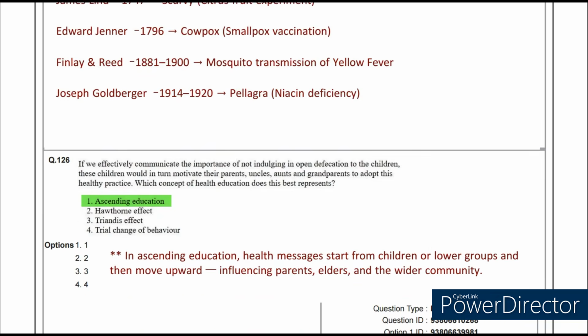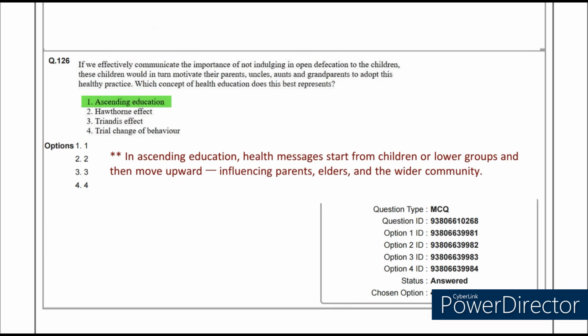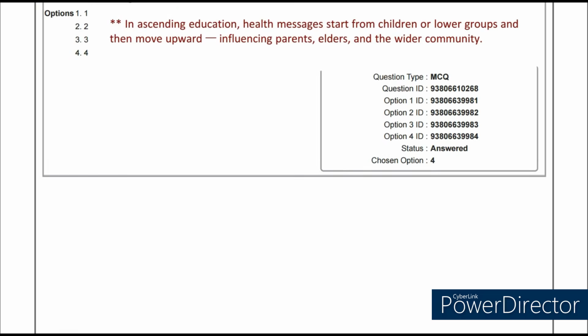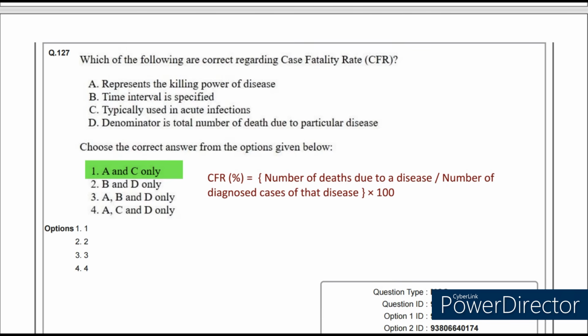And now coming to question number 126, which is on the concept of health education. In this case, educating children about avoiding open defecation, they influence their parents, uncles and grandparents, and that leads to the whole community adopting better sanitation. So this comes under ascending education. So what is ascending education? The health message starts from children or lower groups and then moves upward, that is towards influencing parents, elders and the whole community. And now coming to question number 127, which is on case fatality rate.